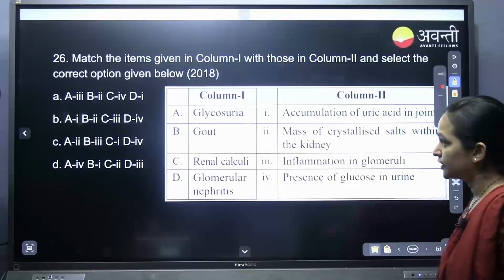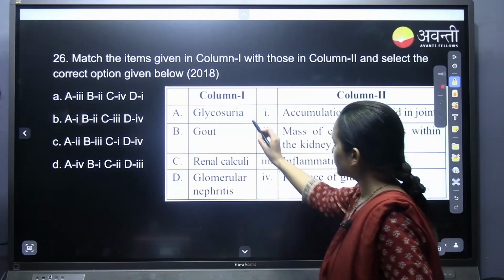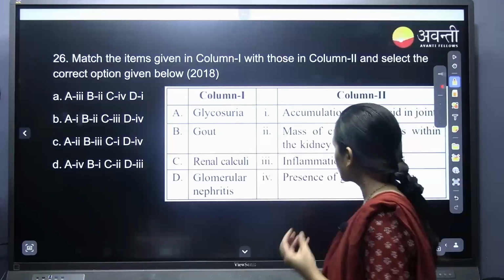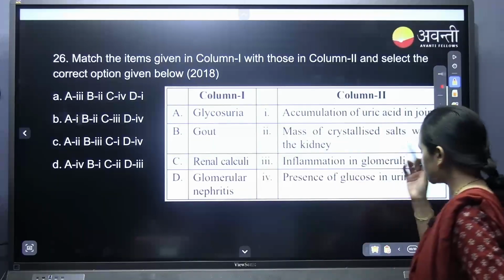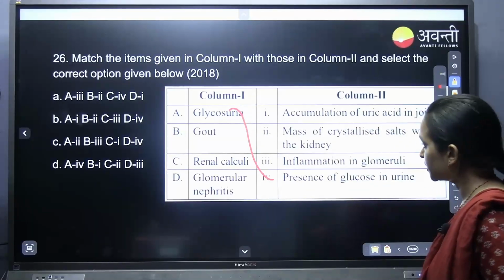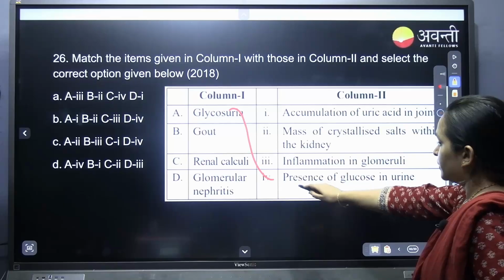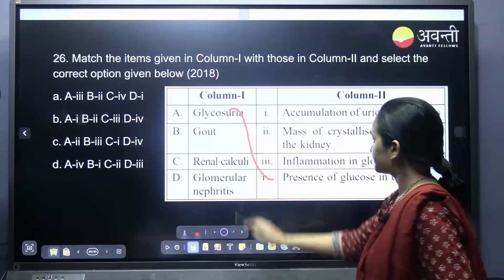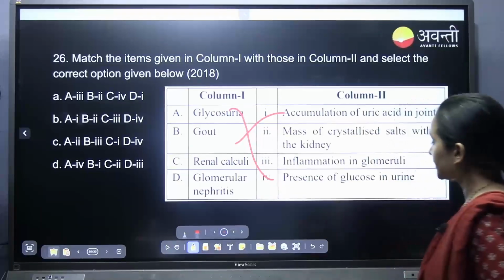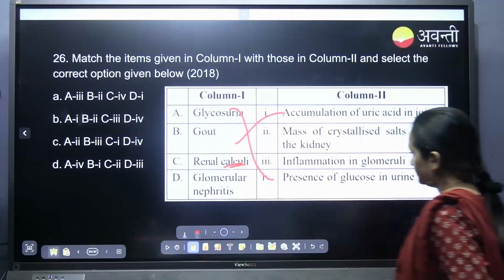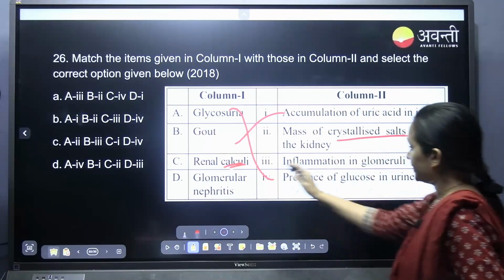Match the following. It is about the disorders. Glycosuria means the presence of glucose in urine. Gout. So A4, we got it. Gout, accumulation of uric acid in the joints. Renal calculi, crystallized salts within the kidney.